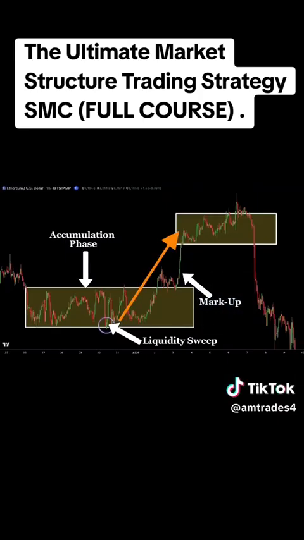Now we enter the markup phase. This is where buyers take full control of the market, pushing prices higher. The trend is strong, momentum builds, and traders who recognize this phase early can ride the trend with confidence. But trends don't last forever. Eventually, buyers stop pushing higher. Why? Because they start selling their positions to take profits. This leads to the distribution phase.